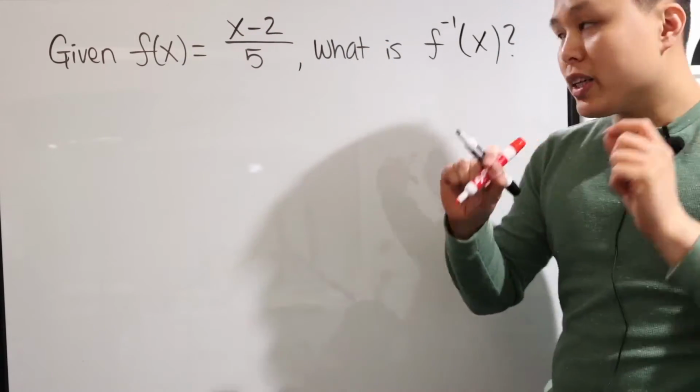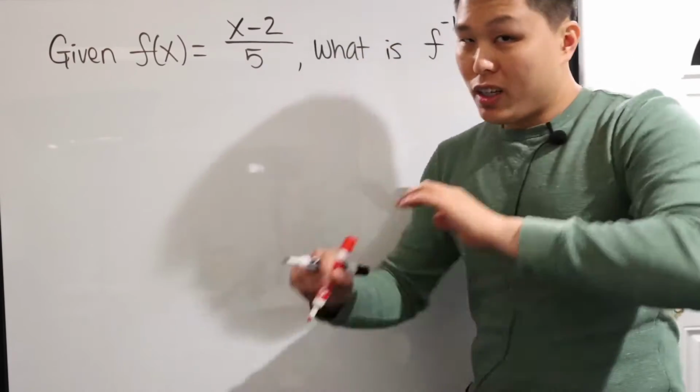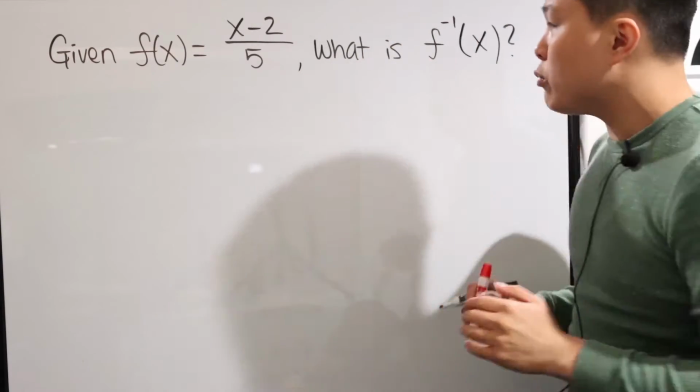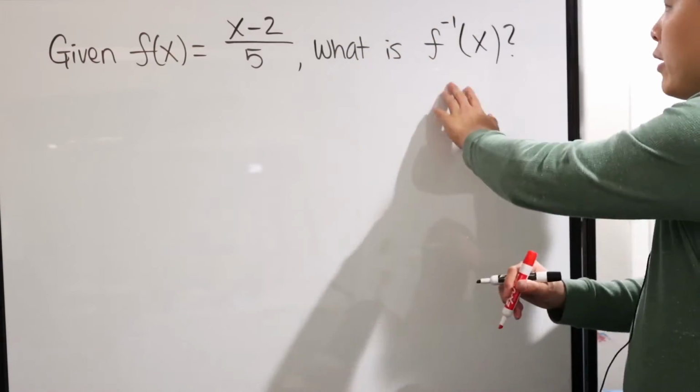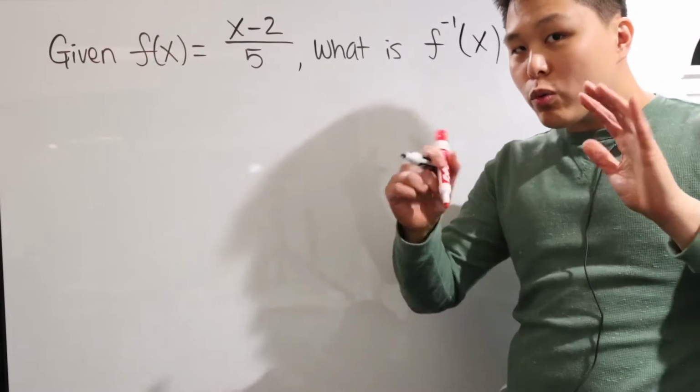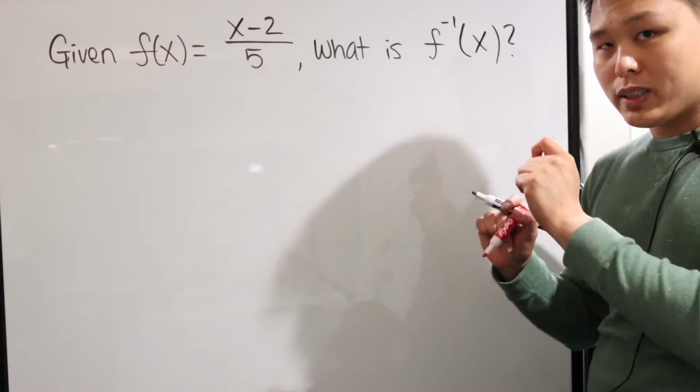Now, the problem with this is this. We know functions, plain and simple. We know exactly what to do. We know how to solve it. Great. But every time we see an inverse function, now we're a little hesitant. We're not entirely sure what it's asking.